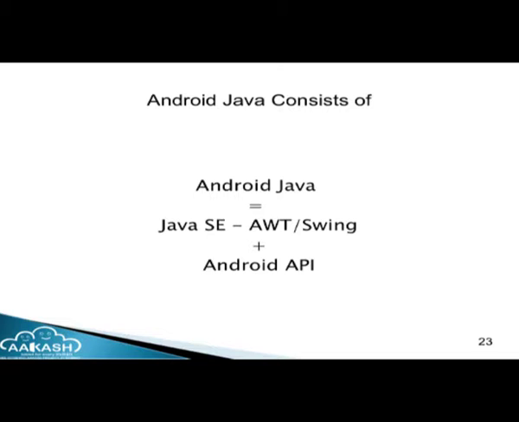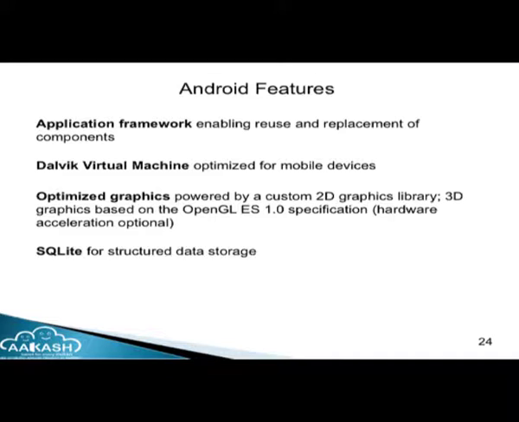And why was this Android API added? Because of touchscreen. We need extensive touchscreen support when we are dealing with Android, because we are talking about smartphones and tablets. So this was required. They just removed AWT and Swing and added an Android API. So this is how standard Java and Android Java differ. You will see a lot of Java APIs are not supported in Android. This is the reason. So let's go next.